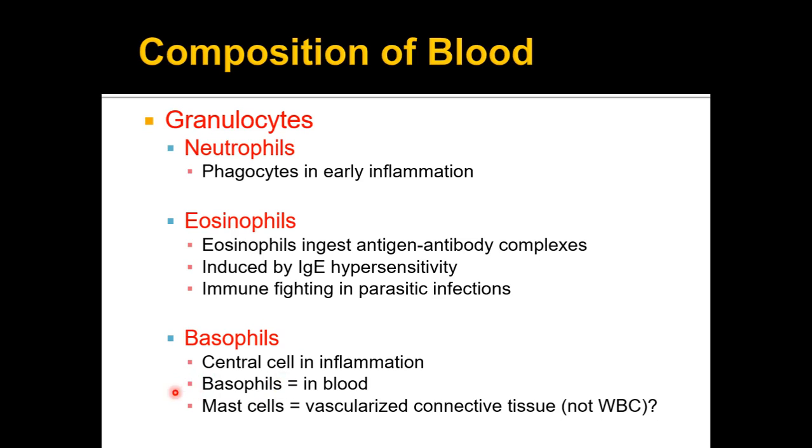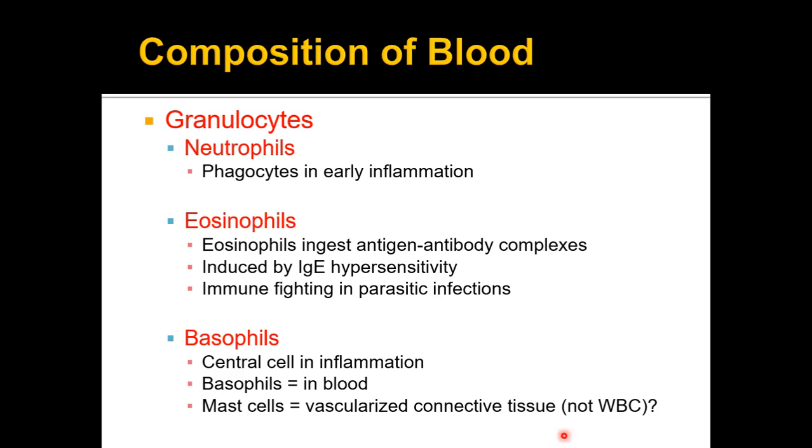And remember, basophils are found in the blood. Once those white blood cells move out of the blood supply and into the tissues, they become mast cells. And we've got mast cells everywhere where there's vascularized connective tissue. So mucosal surfaces, respiratory tract, GI tract, capillaries of the skin, and so on. So basically we've got mast cells everywhere.